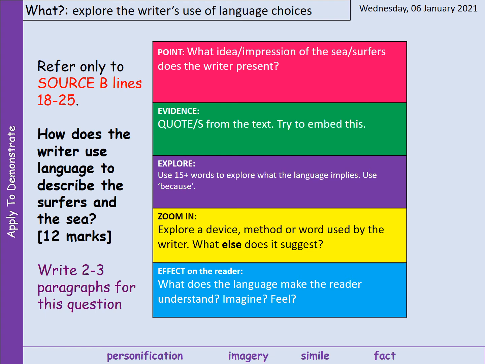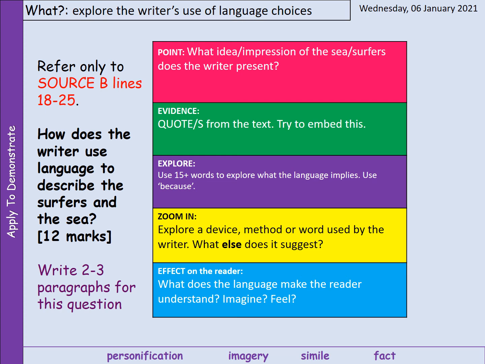Then you're going to zoom in, find your device or your method. What else does it suggest? On your explore as well, I want you to try and challenge yourself to use at least 15 words, maybe more, to explore what this language implies. So don't just give us a basic 5-word answer. Try and really develop that a lot. Use the connotations. What does the language imply here? Use the word because in your answers.